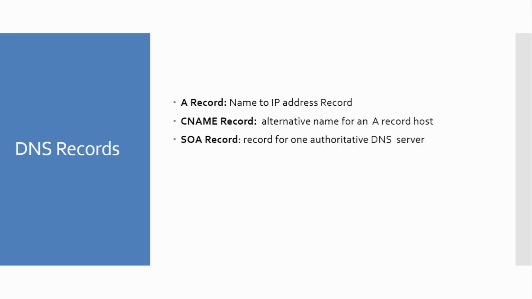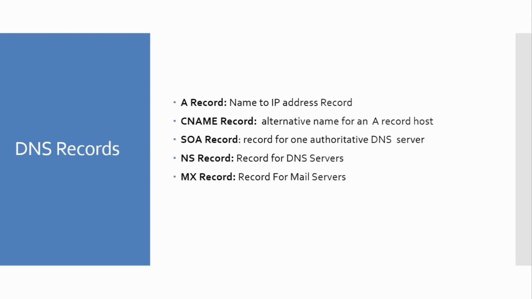Next, we have the SOA or Start of Authority record, and this one is used to indicate the DNS server which is the source of information regarding the zone, basically the authoritative DNS server, and there can only be one per zone. We also have the NS record or the name server record, which represents the DNS servers within the zone. There can be multiple NS records for multiple DNS servers like the primary and secondary DNS servers, and each of these DNS servers will have its own NS record.